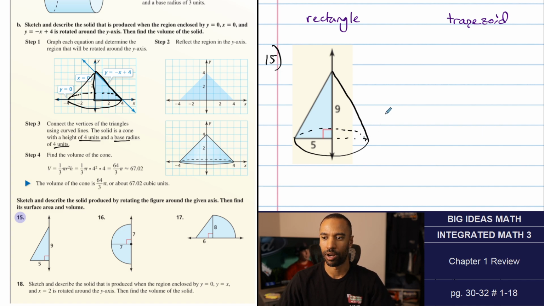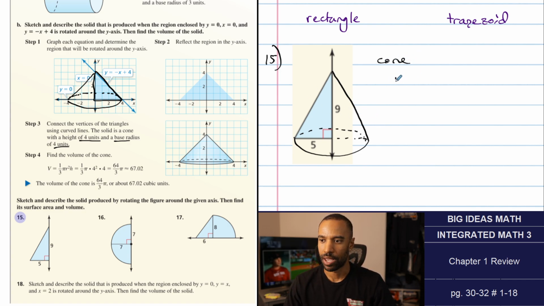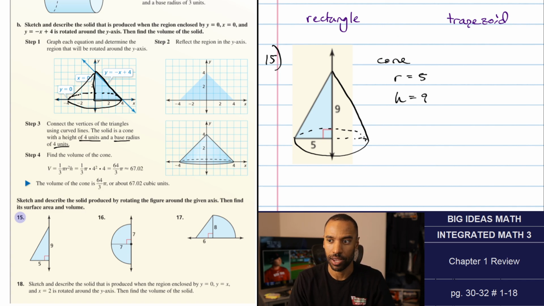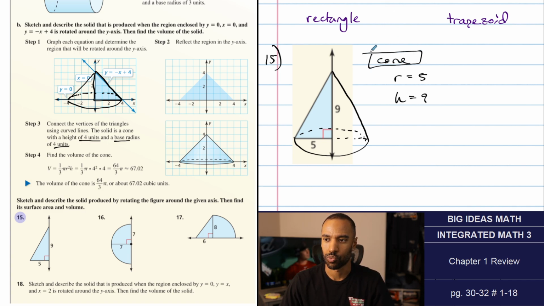Okay, and if you want to learn more on this, obviously I did the 1.4 section, so you can take a look at that as well. But it makes a cone. The radius is 5 units. I'll just put 5, and the height is 9 units, like so. Now we do need to find the surface area and volume of this thing as well.